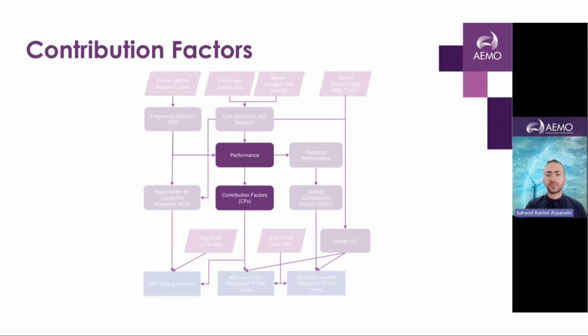In the FPP process, once we've calculated raise and lower performance of each unit, we normalize them to determine its contribution factors. Each contribution factor is a value between -1 and 1, which shows the share of the FPP trading amount that the unit would receive or pay. A positive contribution factor means the unit will receive an FPP trading amount, while a negative contribution factor means that the unit will pay for it. An important point here is that the unit in a trading interval usually has multiple contribution factors, depending on the regulation FCAS requirements in that interval.